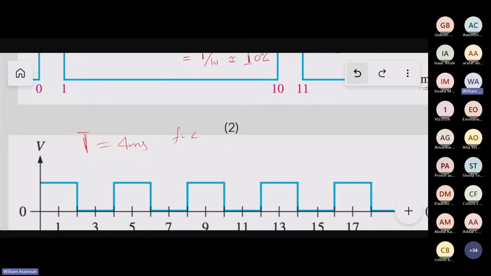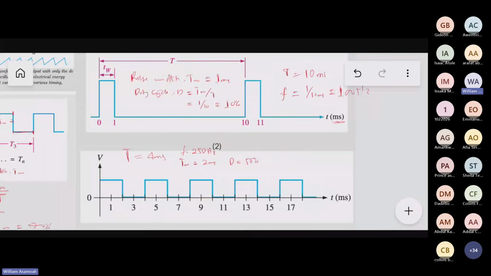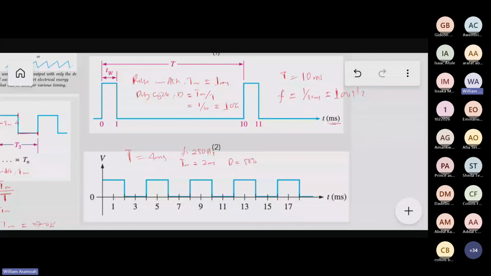So 250. Then what's the pulse width? 2 milliseconds. So the duty cycle is what? 50%. That means they share it exactly, right? It stays on the same time and it stays off the same time. None is bigger than the other. Okay, great.